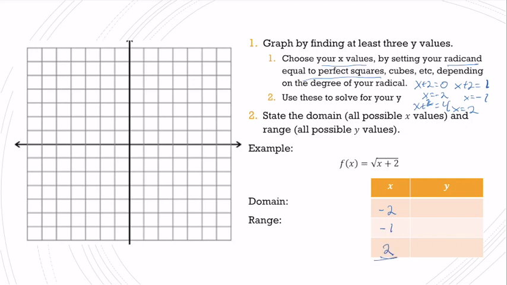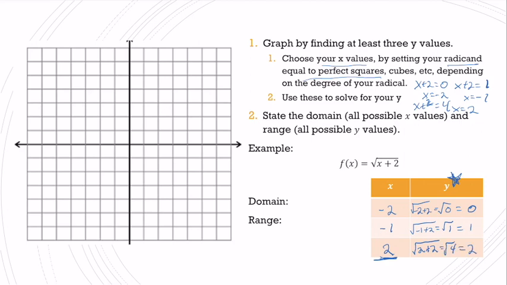Now the reason I did this is so we get really nice y values, right? We want to get perfect squares under that radical so we have really good y values, and it makes it a lot easier for us to graph. Because not every number is a perfect square, so not every number has a nice square root. Let's go ahead and plug these in. If I take the square root of negative 2 plus 2, that gives me the square root of 0, which is 0. If I take the square root of negative 1 plus 2, that gives me the square root of 1, which is 1. And if I take the square root of 2 plus 2, that gives me the square root of 4, which is 2.